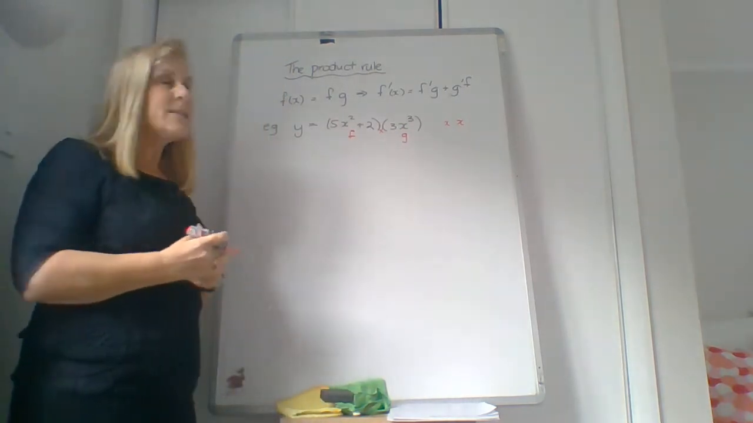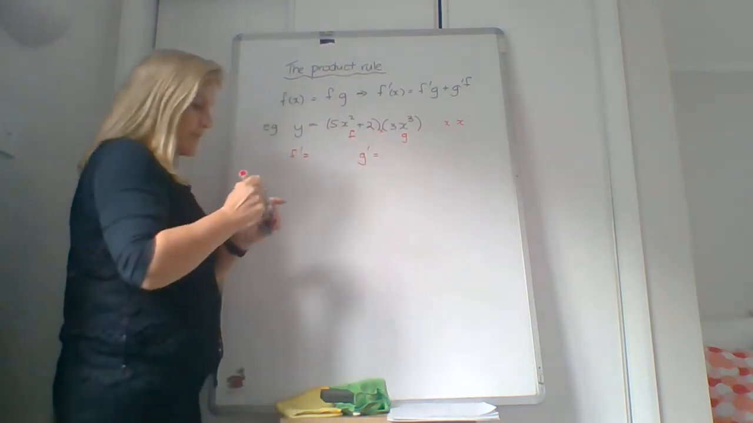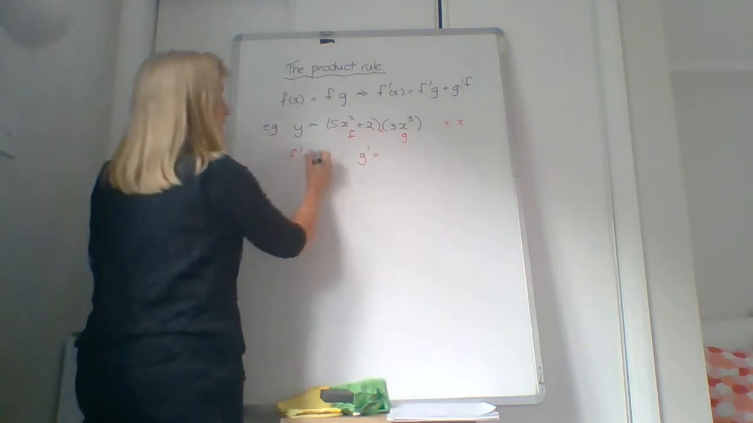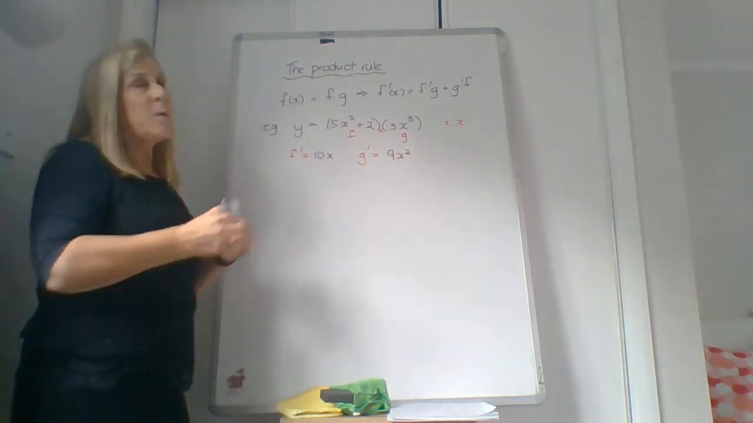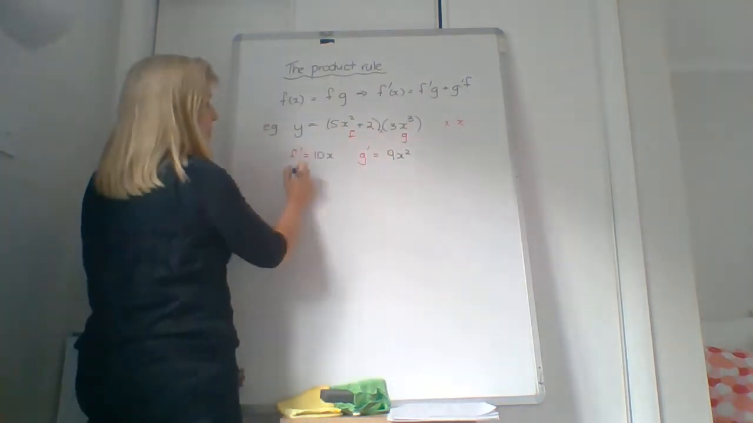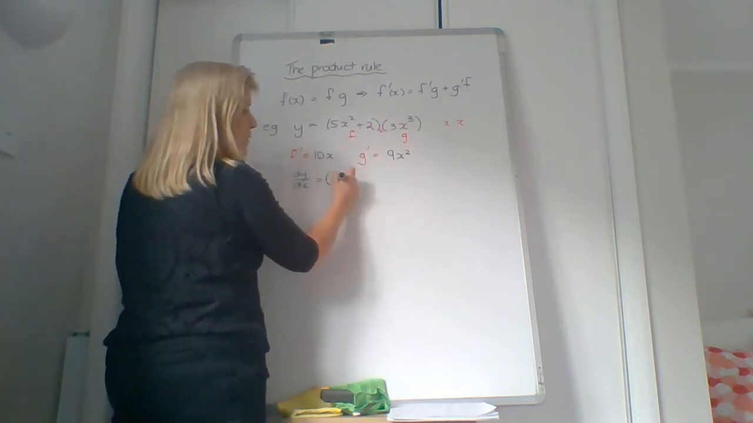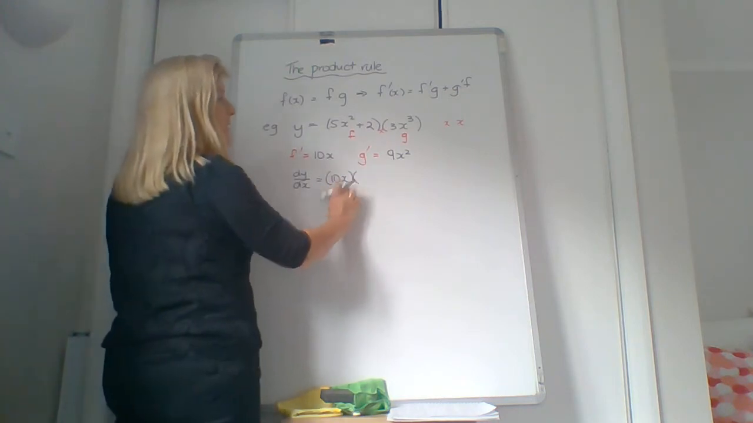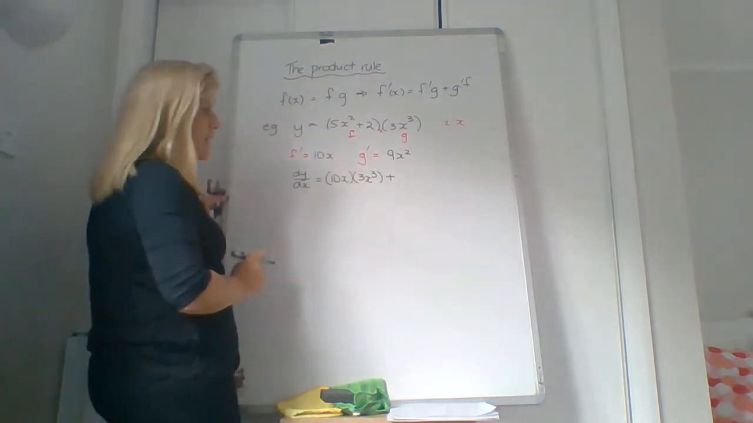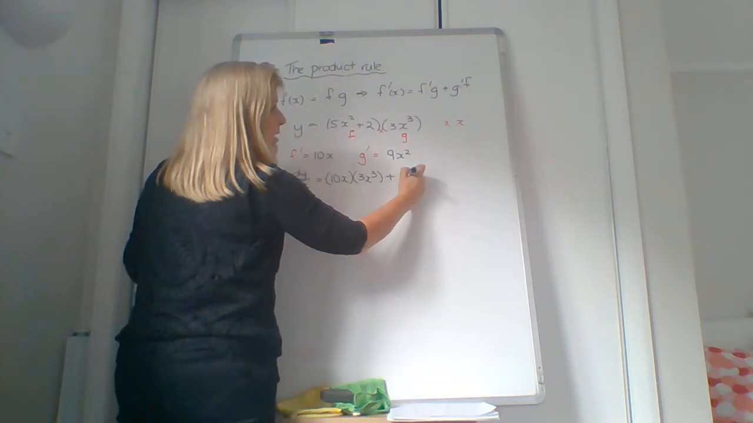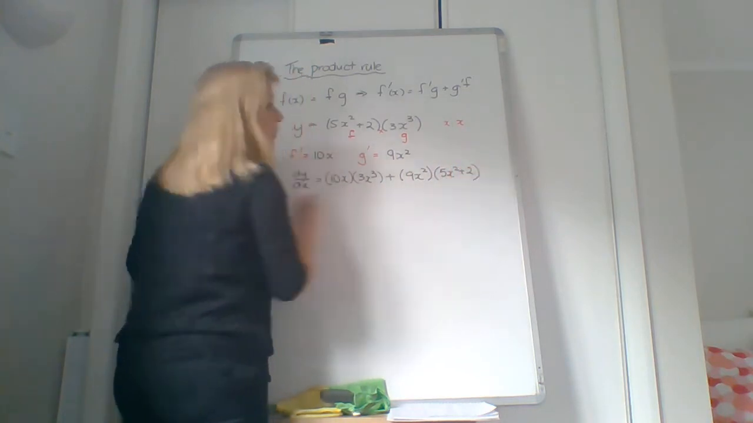So to find the differential of this, what we do is we find f dash. So f dashed equals and g dashed equals. So for f dashed, we're going to get 10x, and for g dashed, we're going to get 9x squared. And we put it together again in this order here. So dy by dx will equal f dash, 10x, brackets all the time, every time you put something down. So 10x times g, 3x cubed, plus, that's the one that people miss out, the plus sign. And then g dash, 9x squared, and f 5x squared plus 2. We leave it like that.